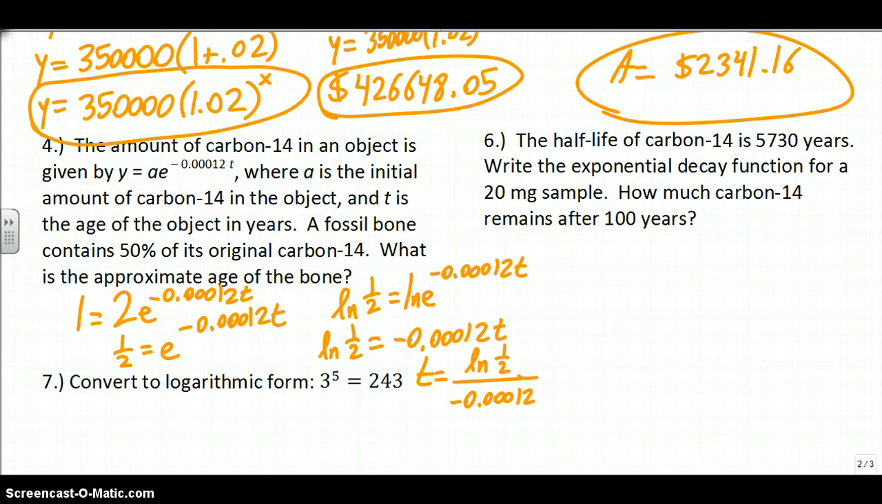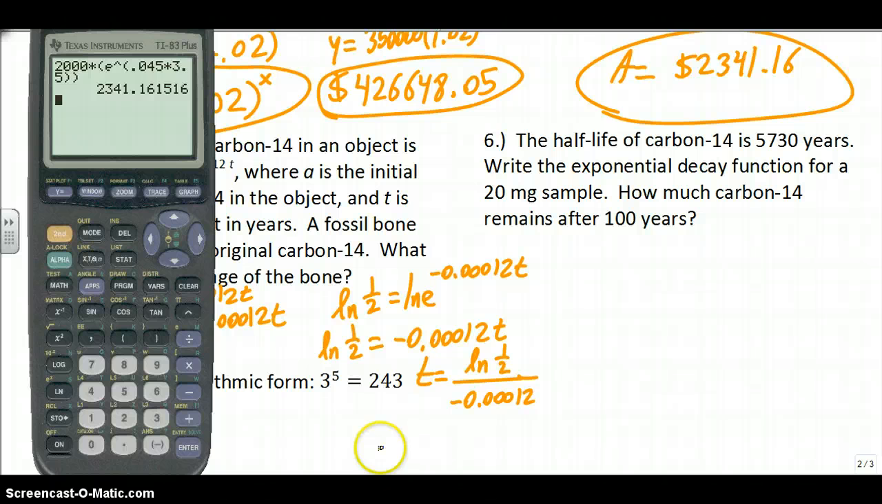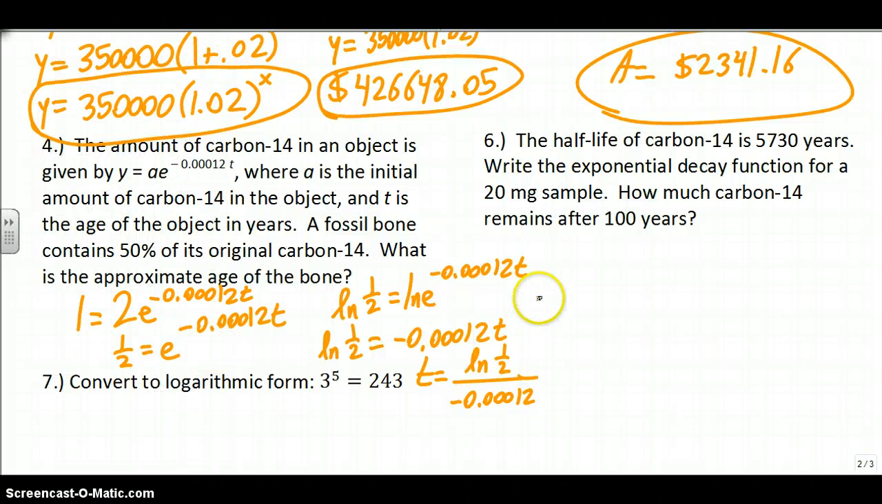So let's figure out what that is. I go to my calculator, and we're going to take the natural log of 1/2 divided by negative 0.00012. And you get that. It says approximately, so we're not looking for exact. It'll be 5,776 years approximately. All right? Not too bad.